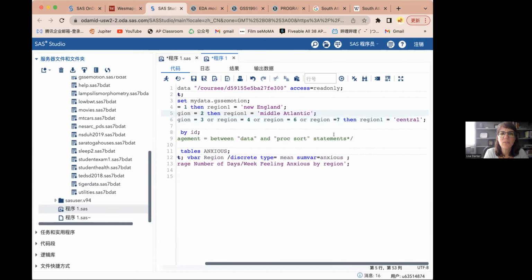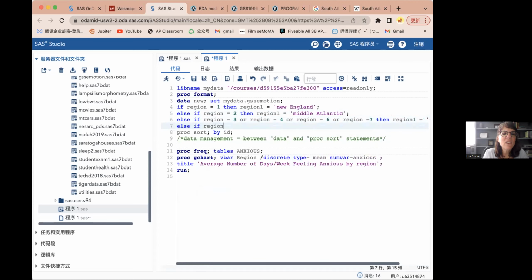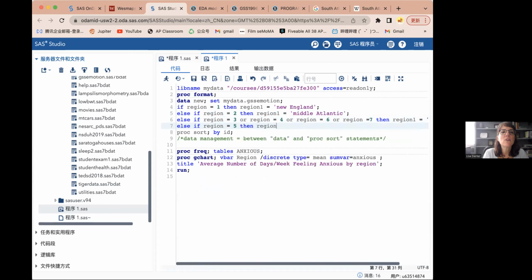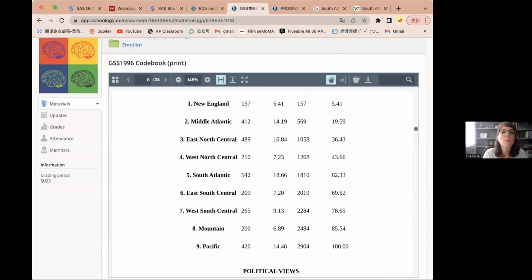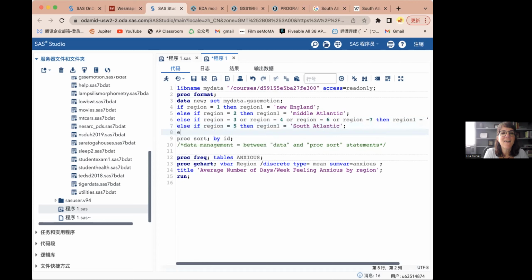Okay, and then else if region equals 5, then region 1 equals whatever 5 was. You can go back to your code book and see that. South, yeah. Semicolon at the end. And then again, yeah, I know that'll mess you up.